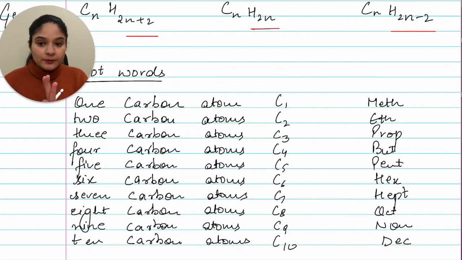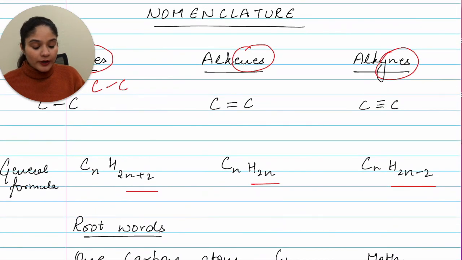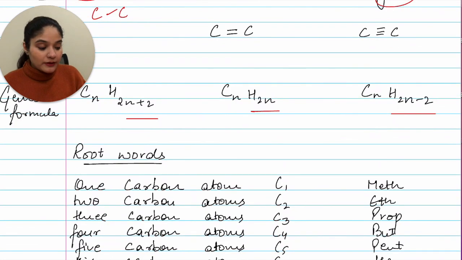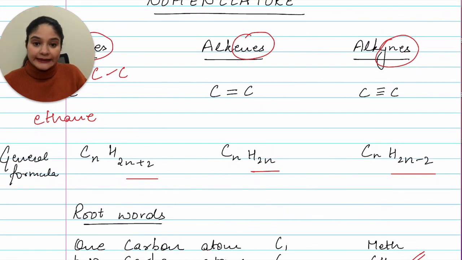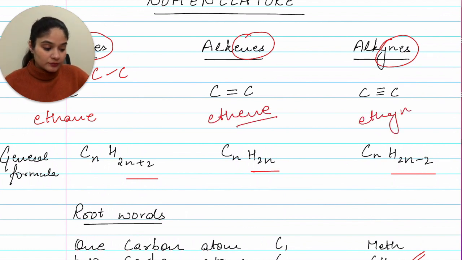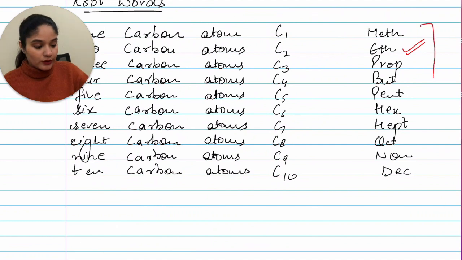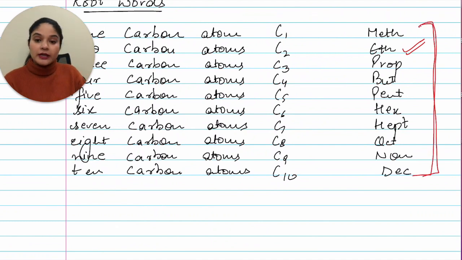This means that if I'm talking about alkanes and I have a single bond and I have 2 carbons here, meth, eth, so this will be ethane. Then same thing for alkene, so this would be ethene, and this would be ethyne. So this is the basic understanding that these are your root words that will help you understand the naming.